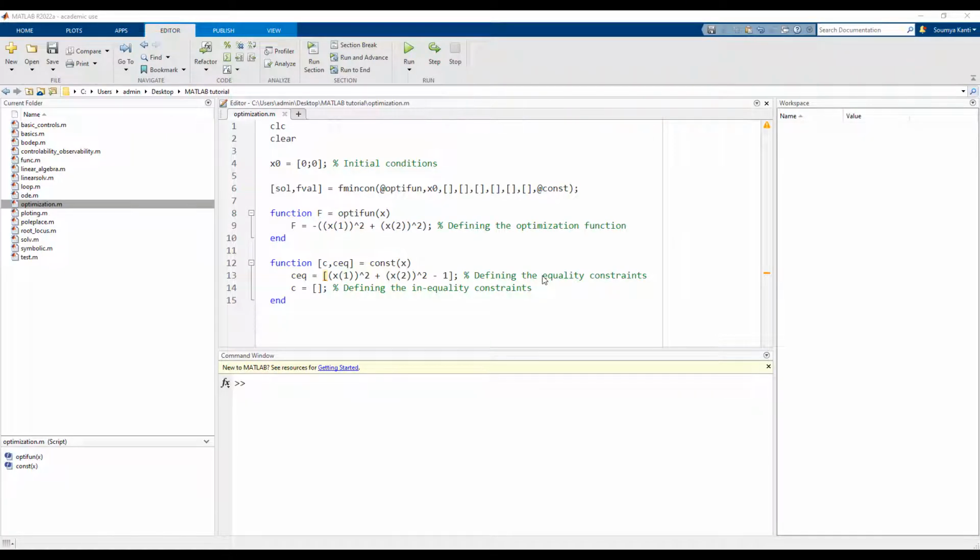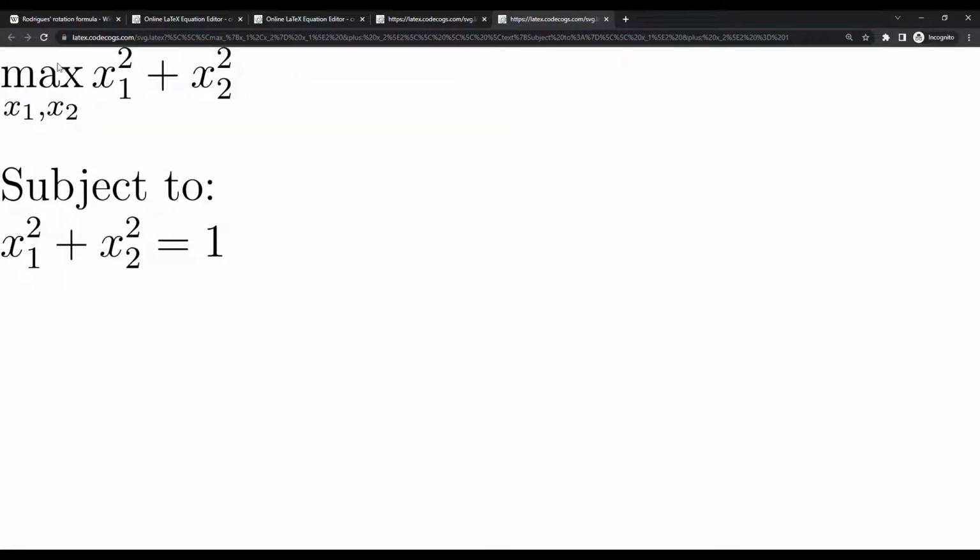Now we will see how to solve optimization problems in MATLAB. An optimization problem can be either maximizing or minimizing a function, but in MATLAB we are using fmincon, which can only minimize the function. Suppose we are given an optimization function where we need to maximize x1 square plus x2 square, subject to the constraint that x1 square plus x2 square equals 1.